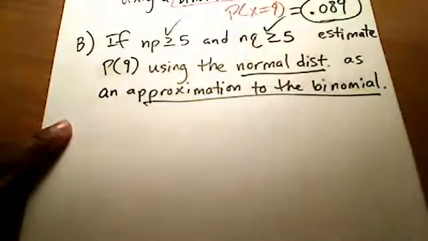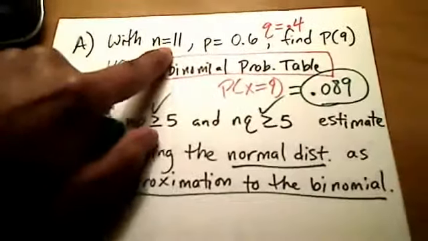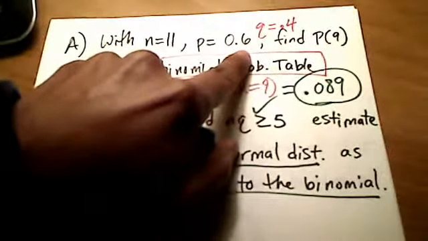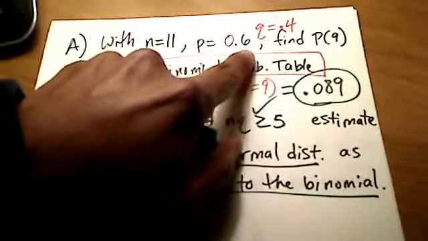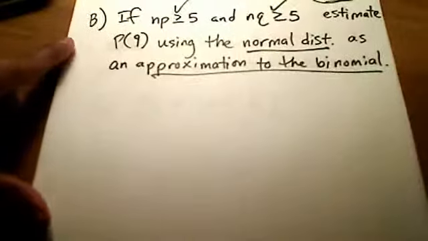Now remember, my n was 11. I don't know if you can see that up here. My n was 11, probability of success was 0.6. Keep those in mind. Probability of failure is 0.4. So I'm going to check these two products here.